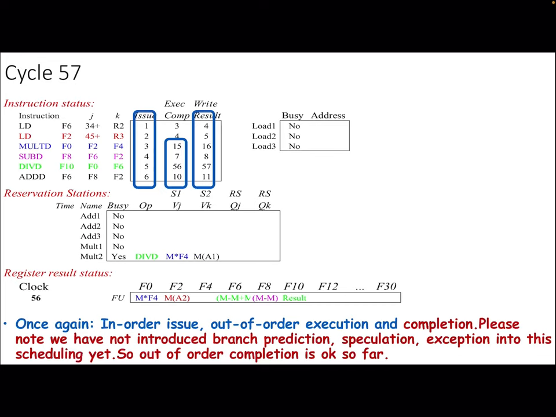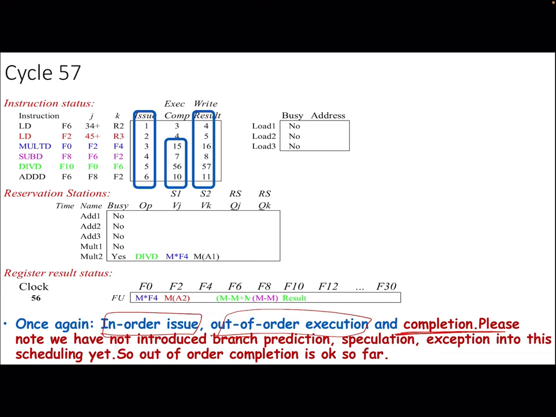One of the key things that I want to highlight here is we have done in-order issue, out-of-order execution, but we have also done out-of-order completion. The writing into the common data bus is not happening in the program order, if you have looked at it carefully, right? So this is all okay because so far we haven't introduced the notion of branch prediction, speculation, or exception or page fault into the scheduling. This is a pretty simple scheduling where you don't have the notion of speculation, right?